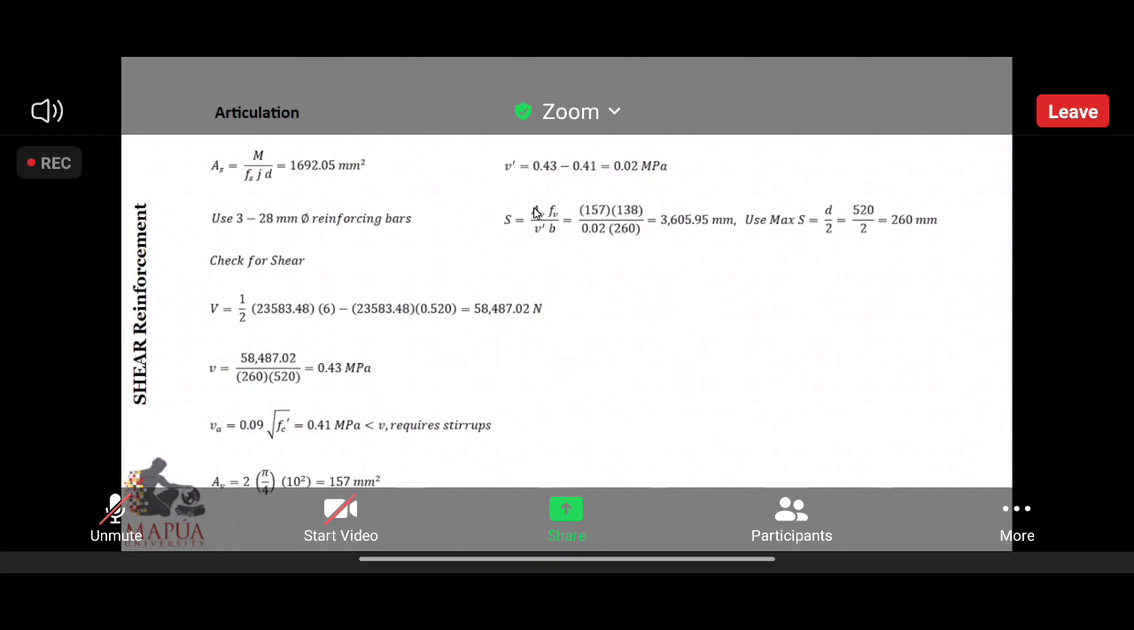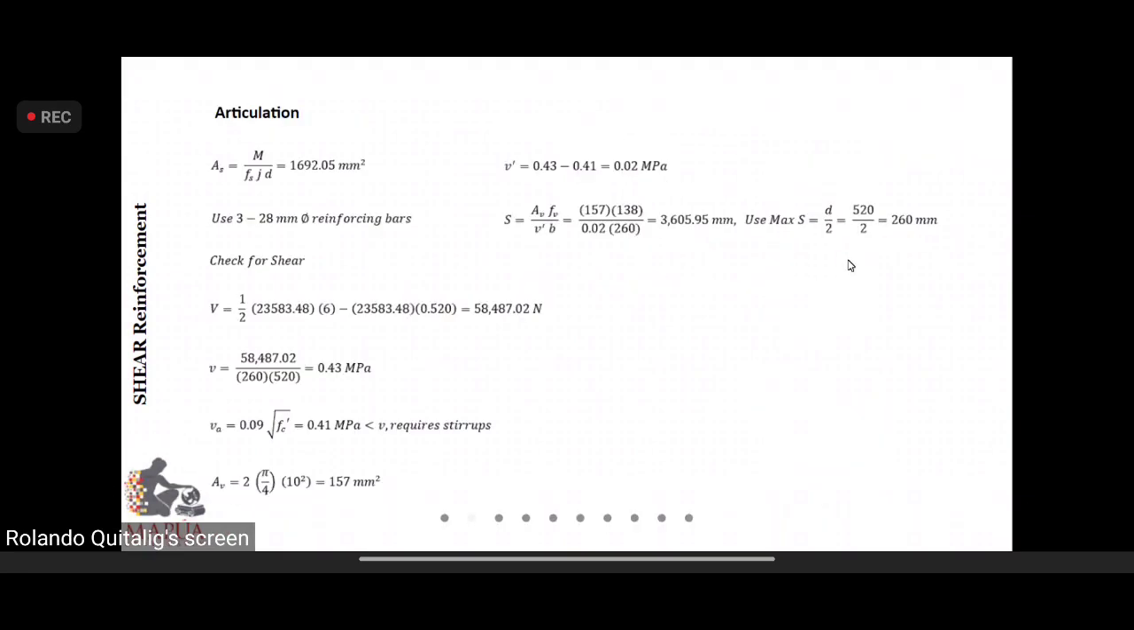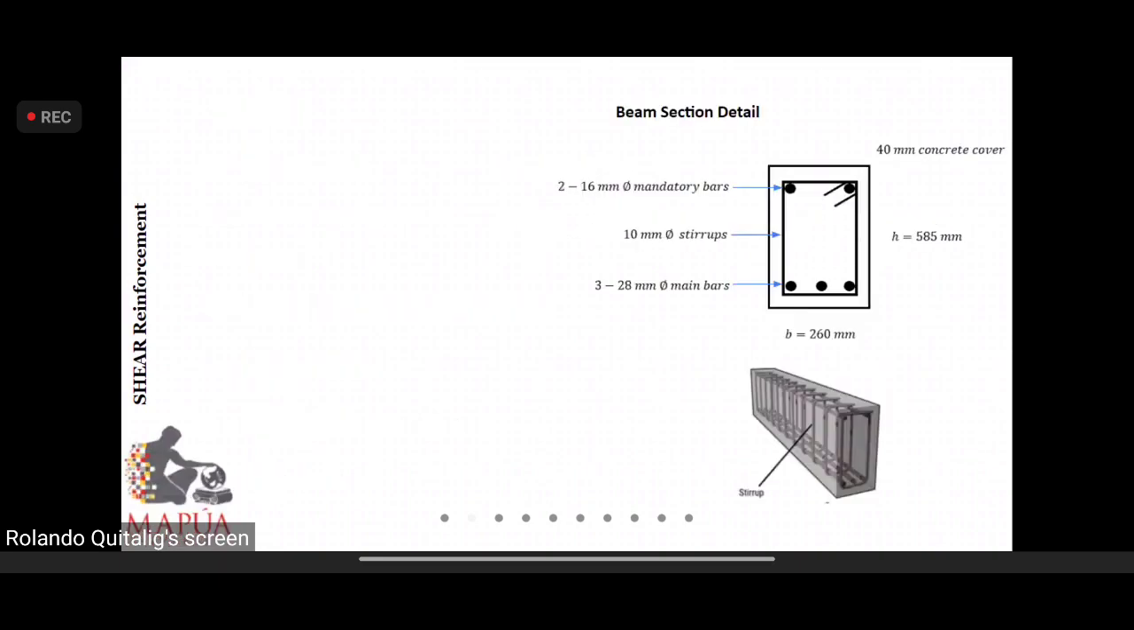And then the formula, it turns out the spacing is very large, so we will use the maximum of 260. This is the beam section detail. And then we check for the bond stress, but let us get back to this shortly.